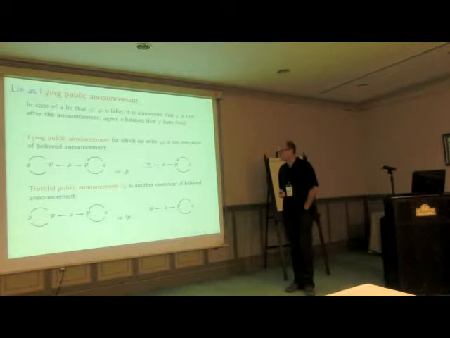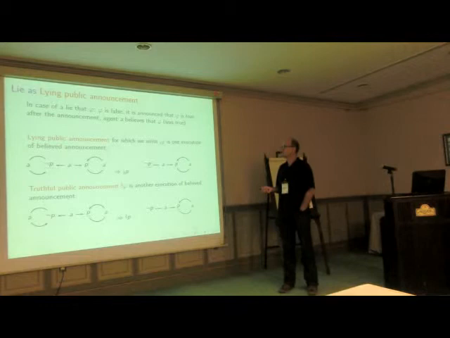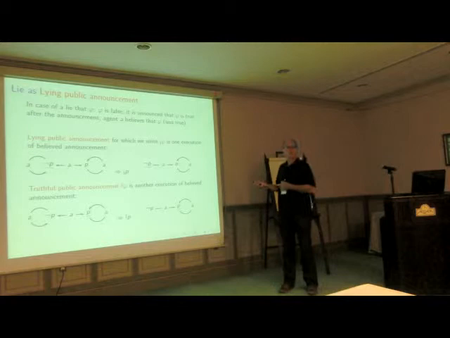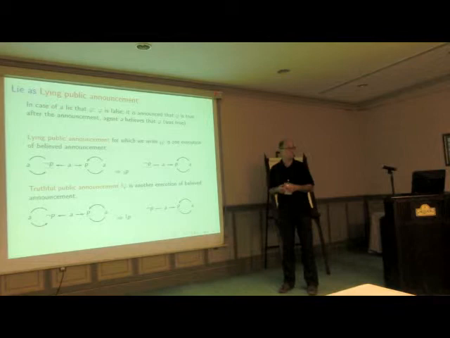Well, there are two cases. Suppose that P is false, okay, on the line. The announcement is made that P is true. Okay, the liar, the speaker, is an external observer, not someone in the model, in the system. Well, we keep the P arrows, now A believes P is true. But it was a lie. Okay? P is actually false, but now A believes P is true. Okay, that was a good lie.